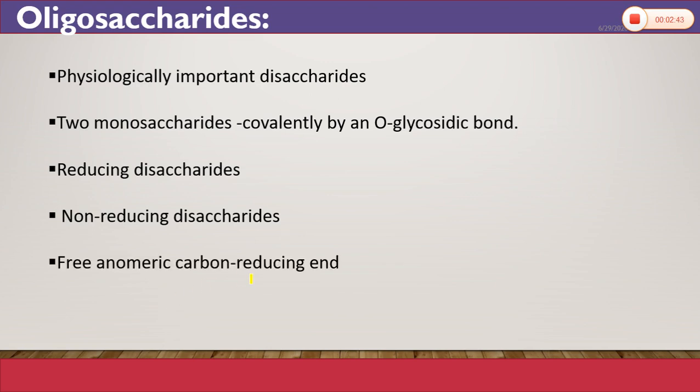As I just told you, in case of a reducing disaccharide, the end of the molecule having a free anomeric carbon is called the reducing end, and the other end where the anomeric carbon atom is involved in the glycosidic bond is called the non-reducing end. Now we will see some examples of reducing disaccharides.